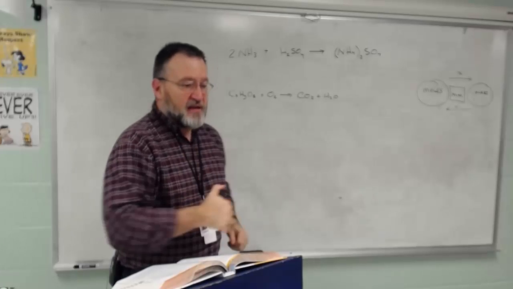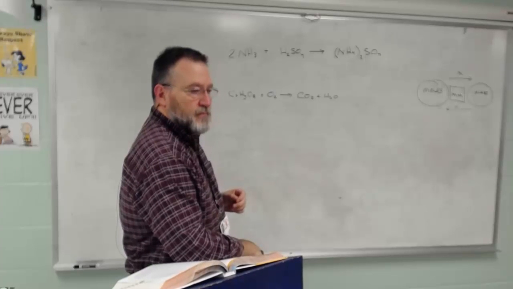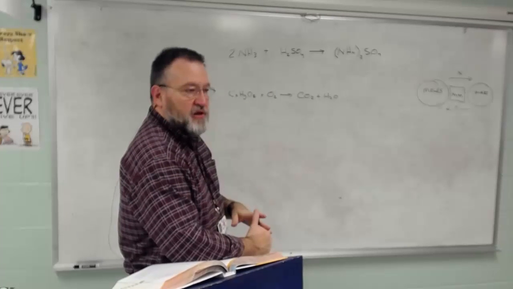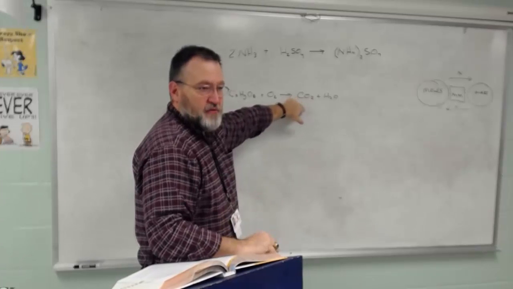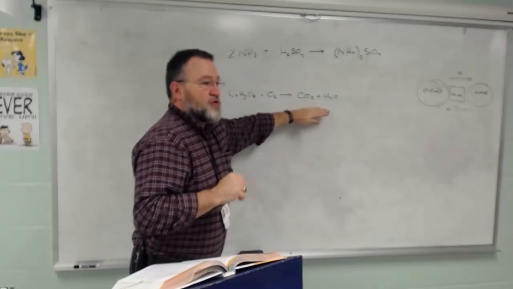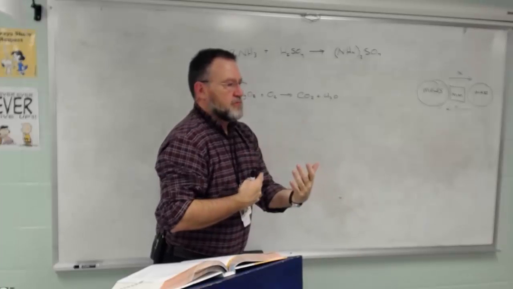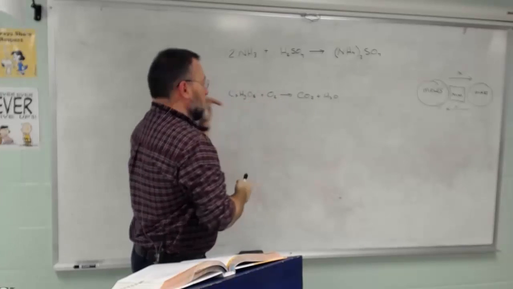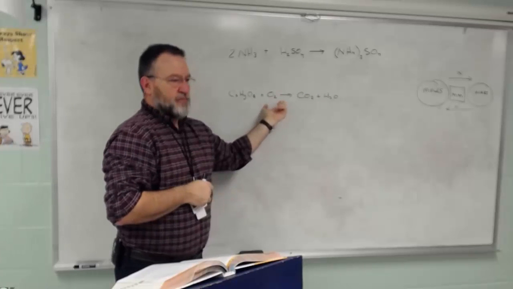What was happening at incomplete combustion? How does incomplete combustion compare to complete combustion? Producing carbon monoxide rather than carbon dioxide, right? Good, Lexi. Okay, so what was happening there? We were producing something different. Why were we producing something different? Insufficient oxygen. The equation changed because we ran out of something.